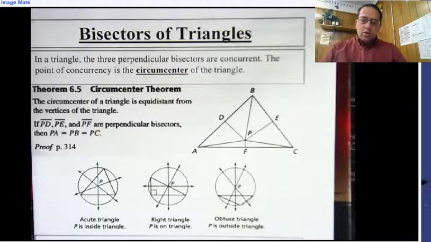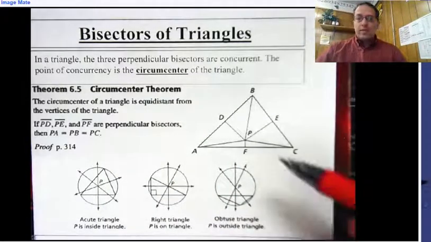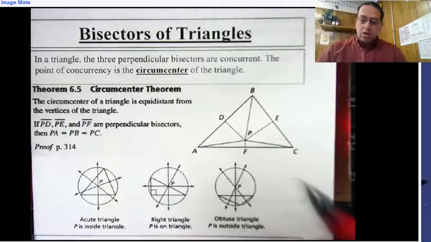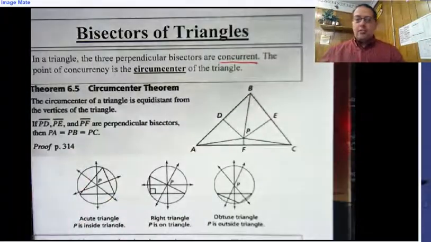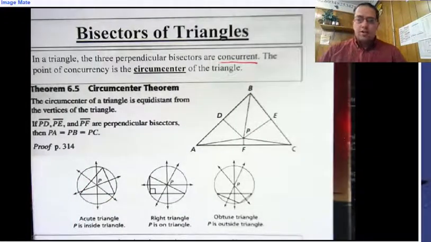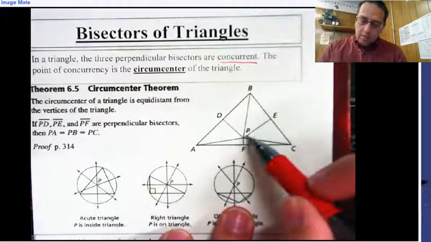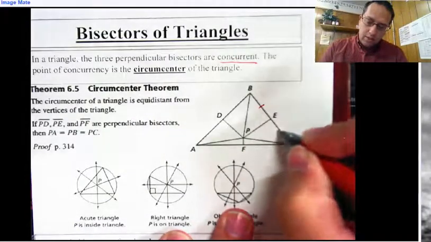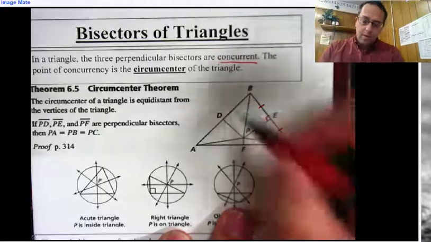Okay, so in a triangle, the perpendicular bisectors, this is the perpendicular bisector of each of the sides, are concurrent. Concurrent, for those of you who have forgotten what that means, means that they all come together at a single point called the point of concurrency. Now here you see segment PE, that really ought to be marked, so I'm going to go ahead and mark it, is the perpendicular bisector of side BC.